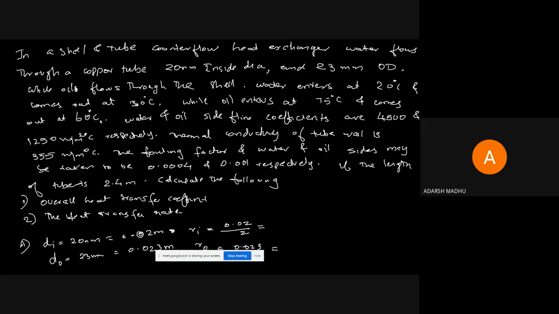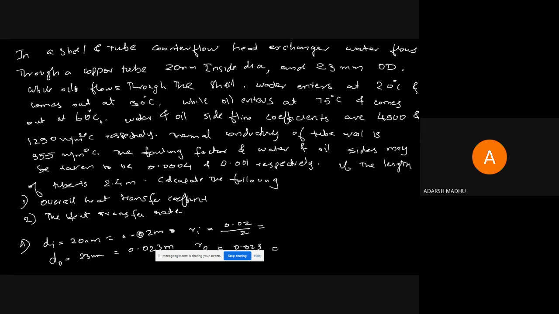The fouling factor for water and oil is given: water inside and oil outside in the shell. So 0.004 is given. The length of the tube is 2.4 m, also given. Calculate the following: the overall heat transfer coefficient, which you want to find out.